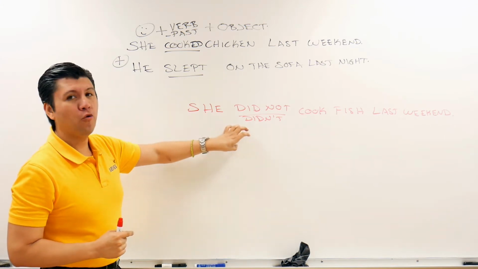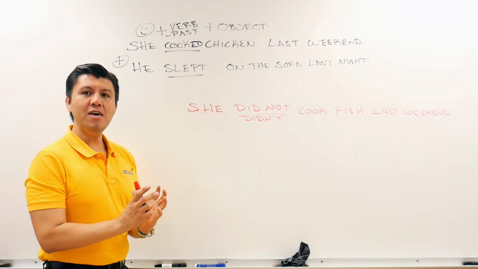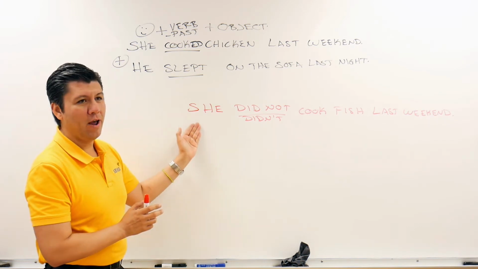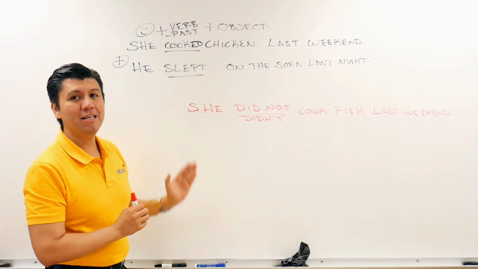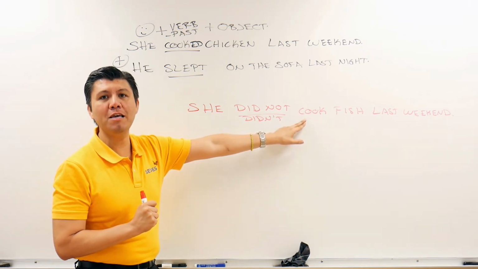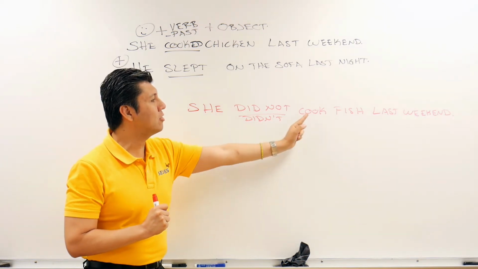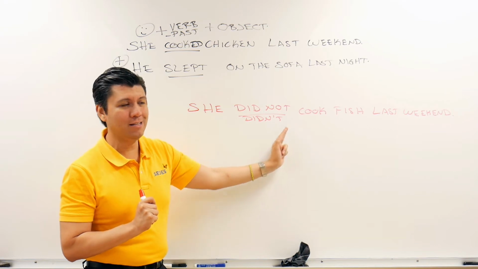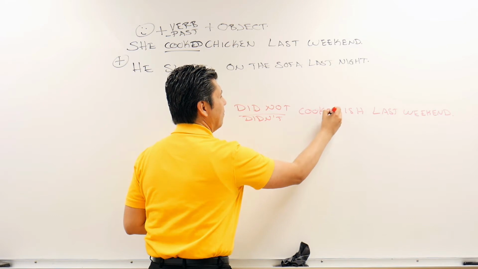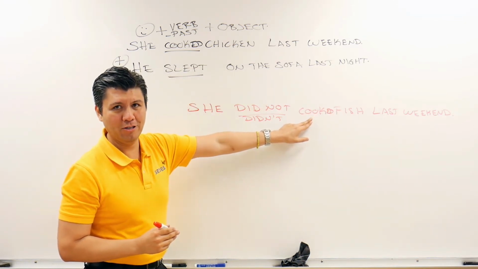So here, for negative, I need to use the auxiliary did, the helping verb did. Did is helping us to make sure that this expression is in past, is the indication for past. And that is the reason why we keep the verb in present form. If you pay attention here, I'm saying she did not cook. I'm not saying she did not cooked. So if I have this verb in past form, she did not cooked, this is incorrect.